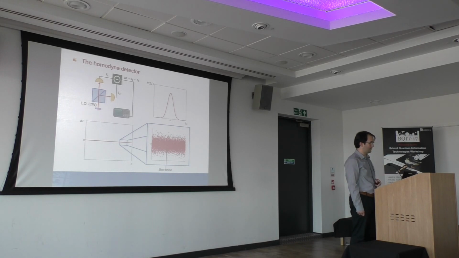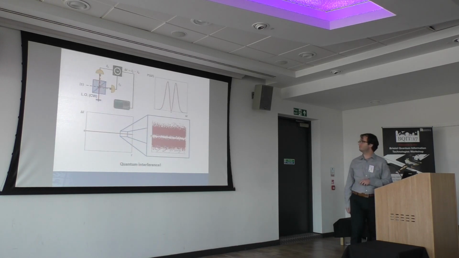And what happens now? Right now we know that we have some vacuum perhaps entering into this part of the beam splitter. What happens if, for example, we instead put a single photon field incident on this beam splitter? Well, now we have this single photon field interfering with the laser field.